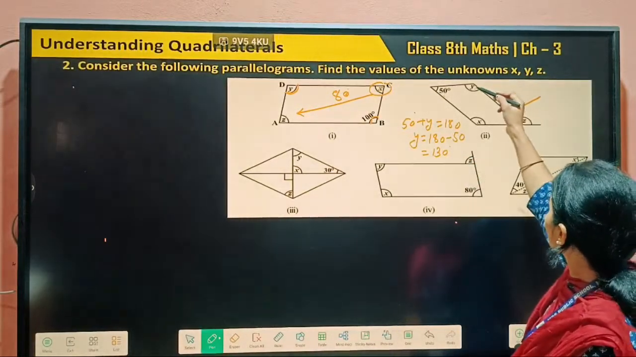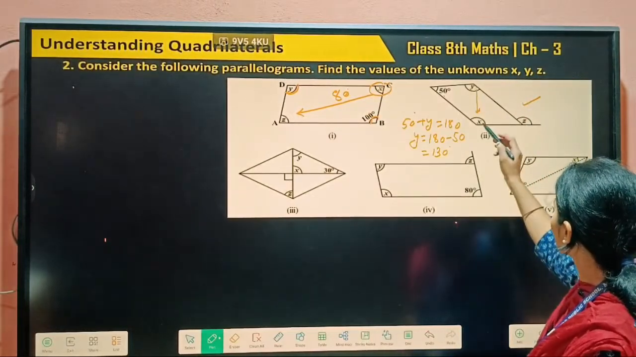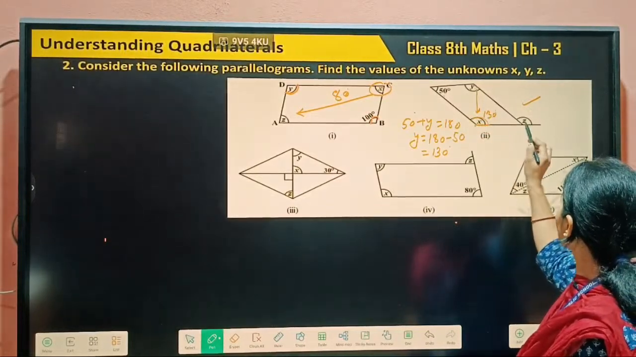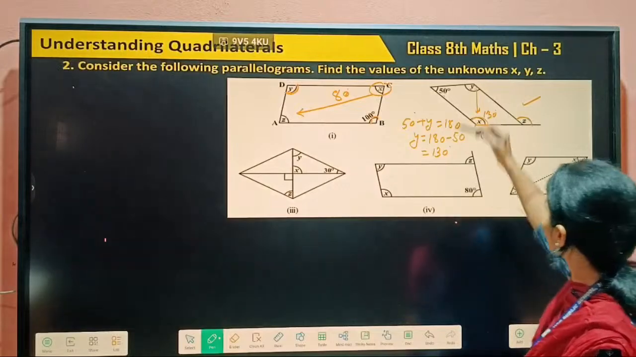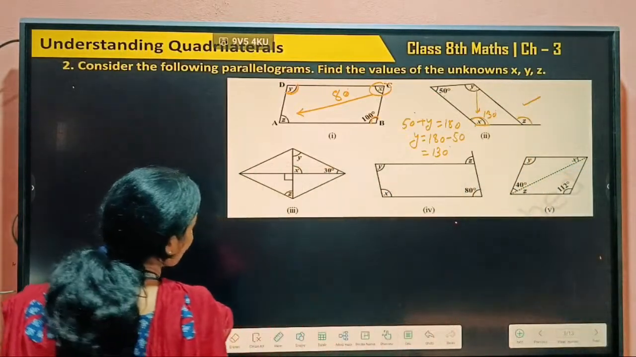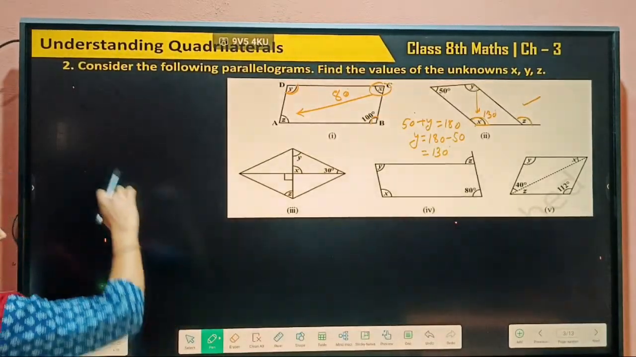Now, if it is 130, then x is opposite of angle y, so x is also 130 degree. And we can say this x and this z are corresponding angles, because these two are parallel lines. So x equals z, and z will also be 130 degree. Let us solve this question.